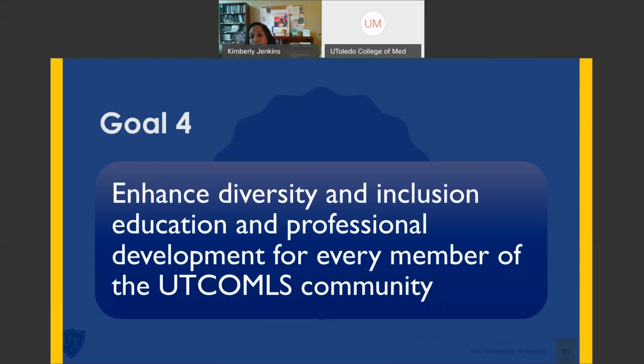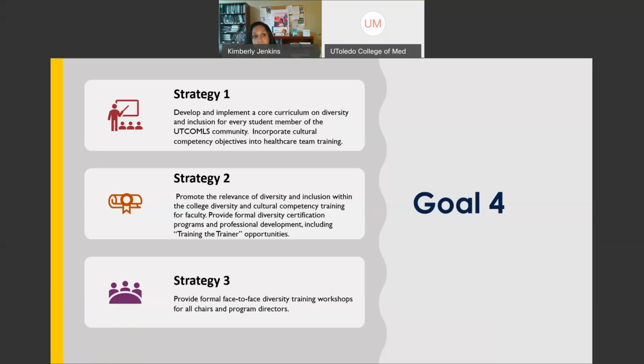When we look at our final goal of enhancing diversity and inclusion education and professional development for every member of the College of Medicine and Life Sciences community, one of the most important aspects of building a comprehensive cultural competency curriculum is to ensure that we have the stakeholders at the table. That includes students, faculty, senior administrative positions at the table, making sure that this curriculum meets the needs of our students.